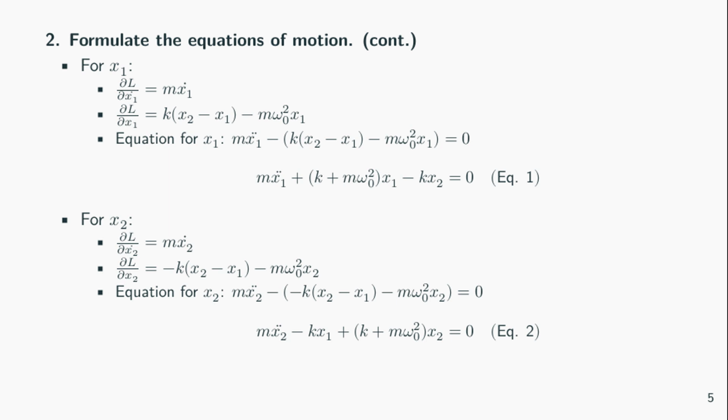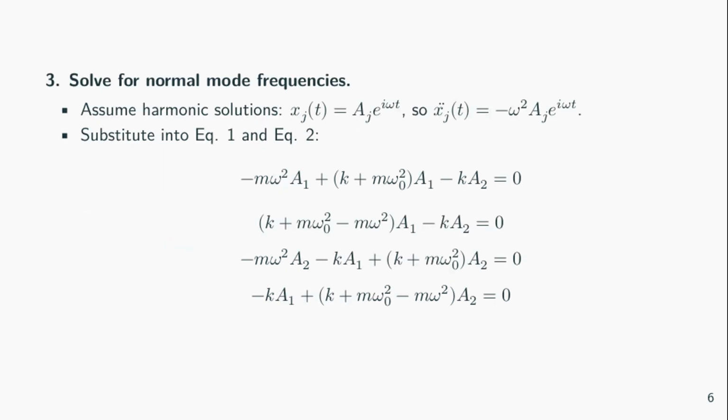This gives us m x2 double dot minus the quantity [minus K times (x2 minus x1) minus m omega 0 squared x2] equals 0. Rearranging this equation, we get m x2 double dot minus K x1 plus the quantity (K plus m omega 0 squared) times x2 equals 0. We now have a system of two coupled linear second-order differential equations.